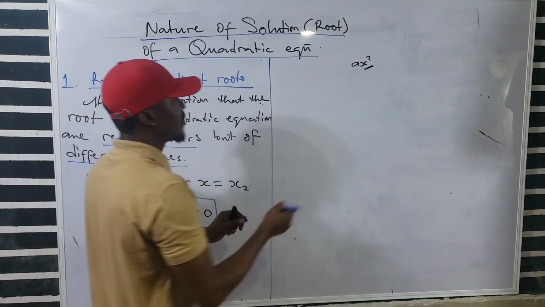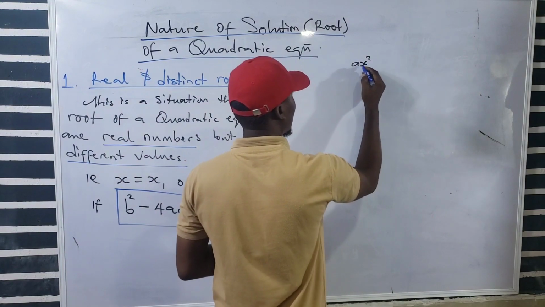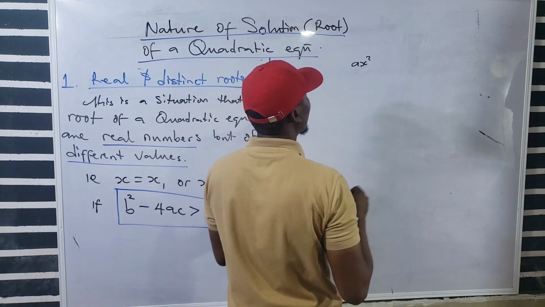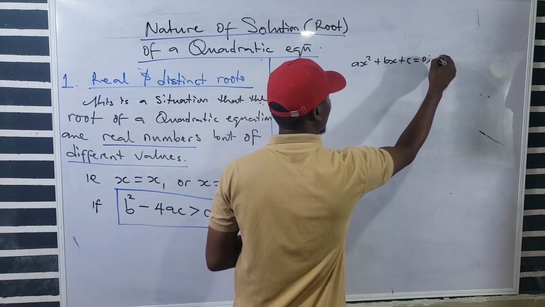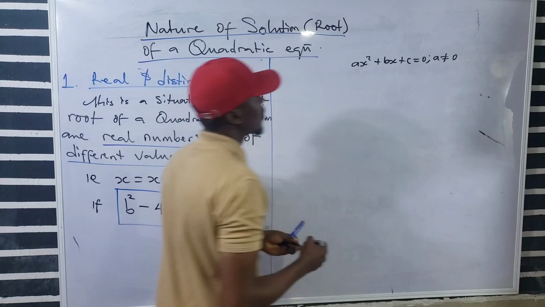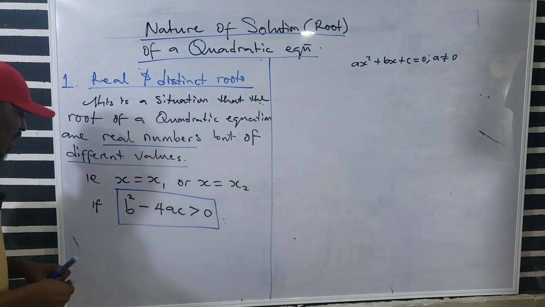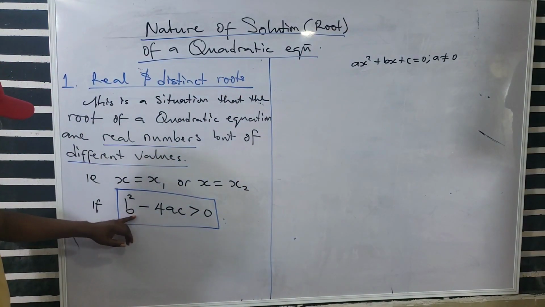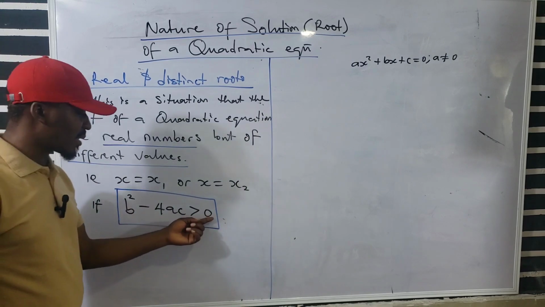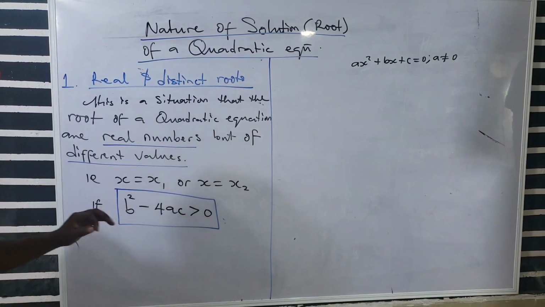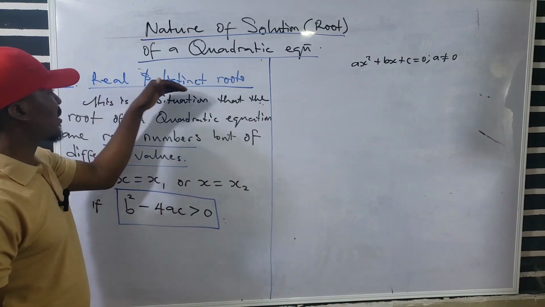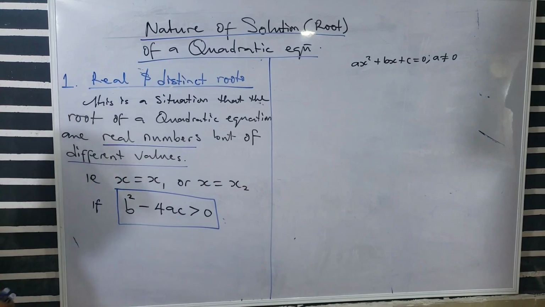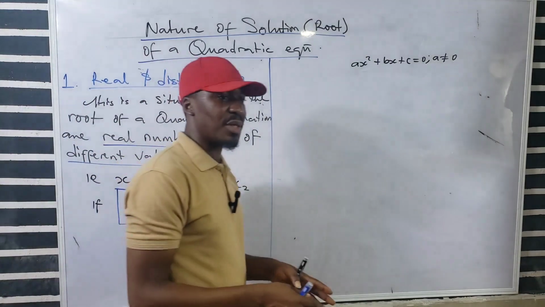We know that our general form of a quadratic equation is ax squared plus bx plus c equal to 0, such that a is not equal to 0. So if you take your a, b, c and insert it into b squared minus 4ac and you get a number that is greater than 0, it simply means that the quadratic equation has real and distinct roots.